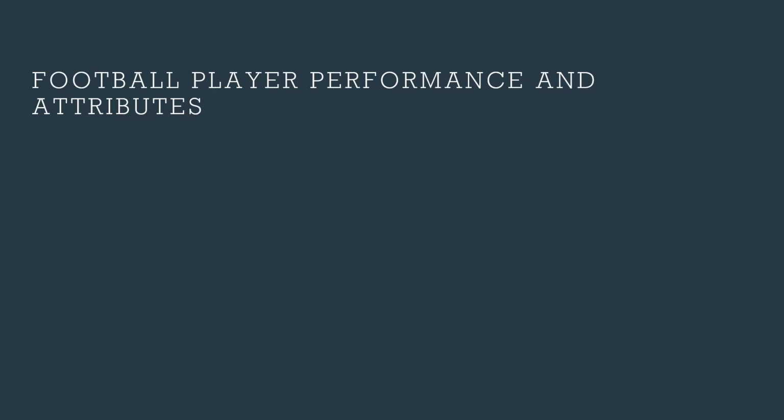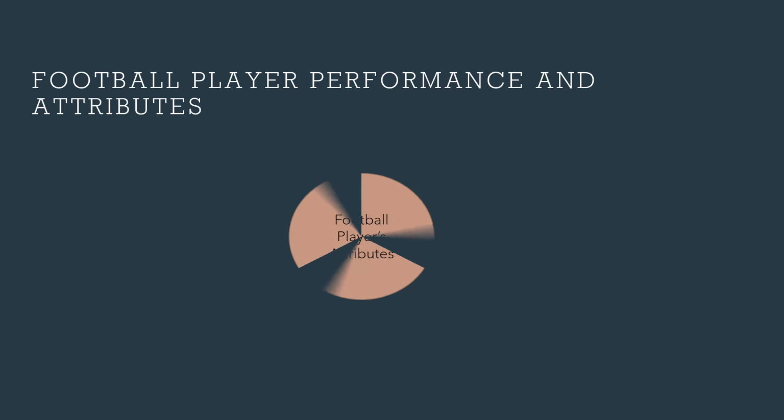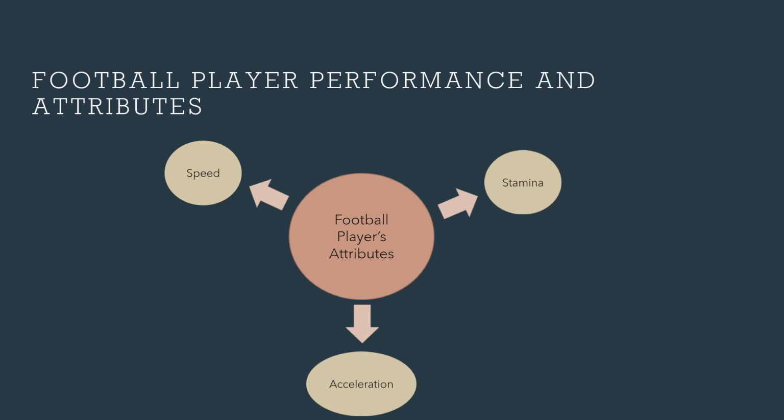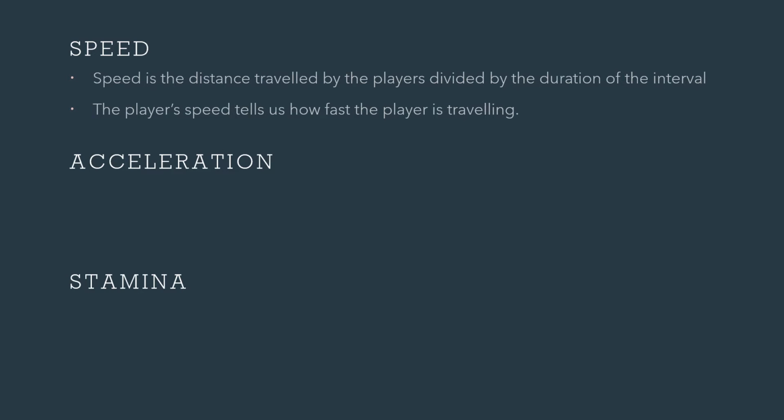So, a question arises: what are the main football player's attributes? There are three main attributes of football players: speed, acceleration, and stamina. These three attributes are mandatory for every football player. What are speed, acceleration, and stamina for football players? Speed is the distance traveled by the player divided by the duration of the interval. It tells us how fast the player can travel.